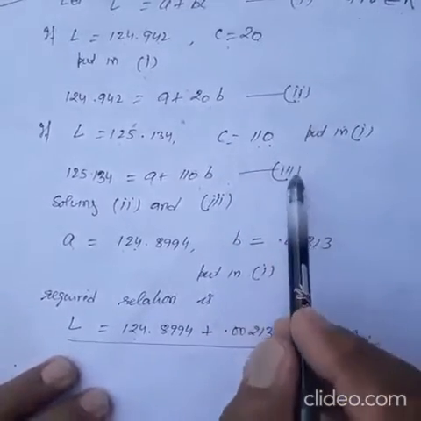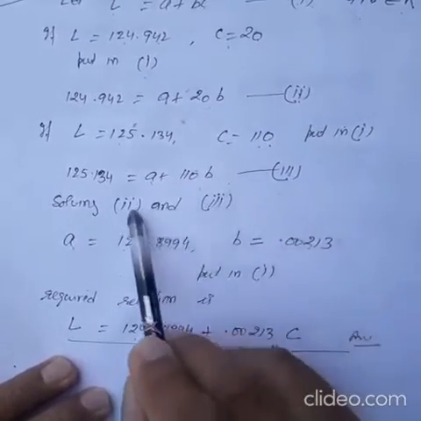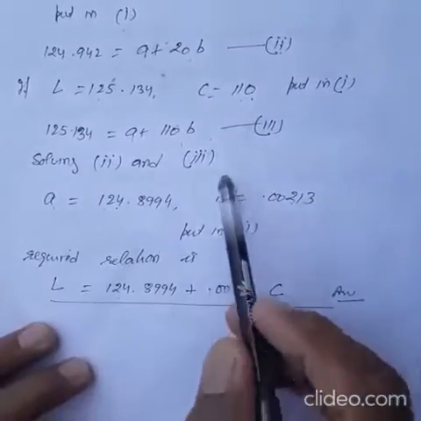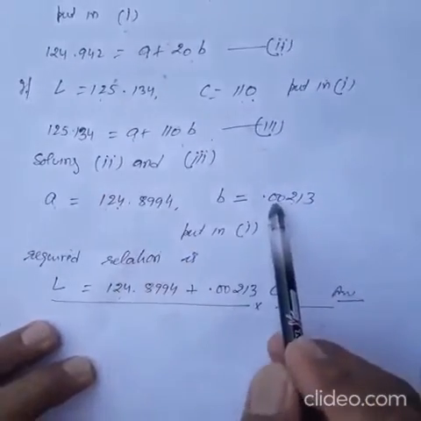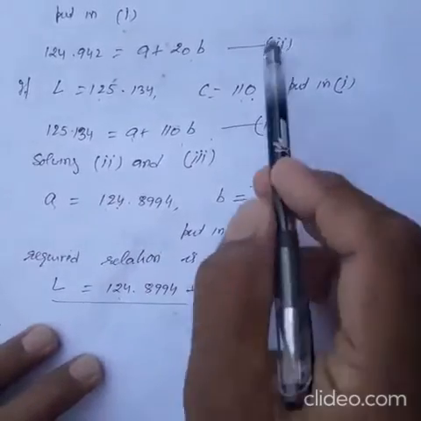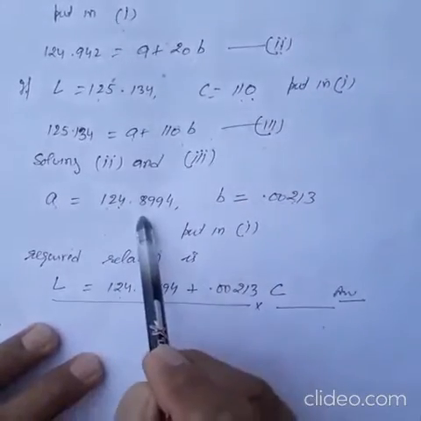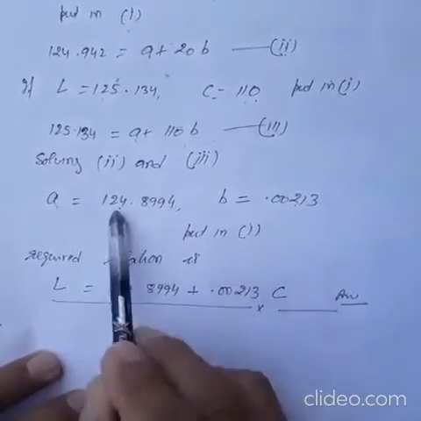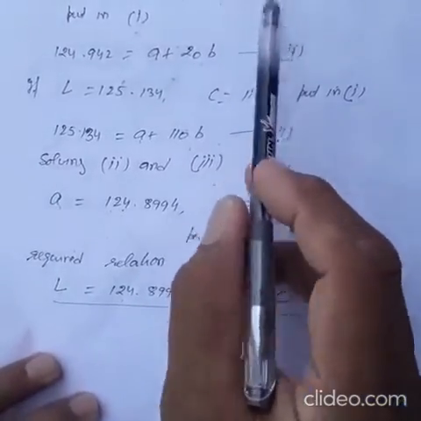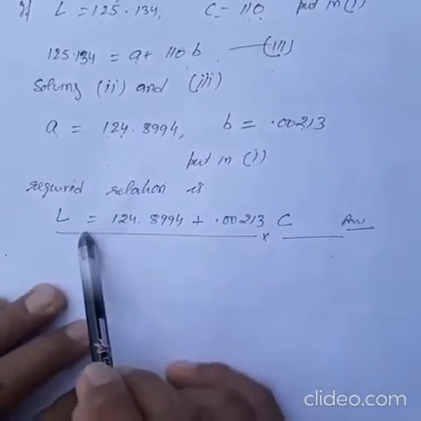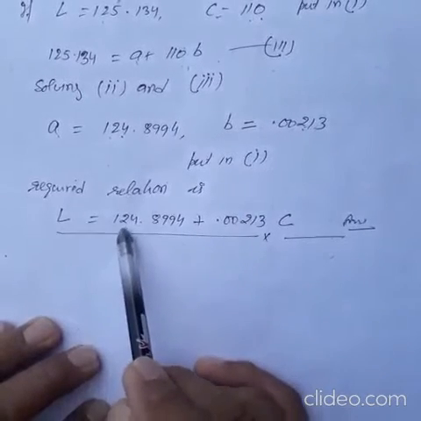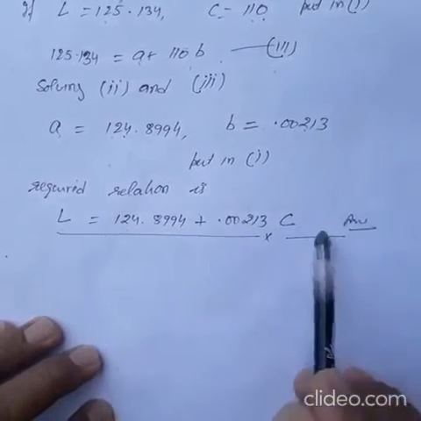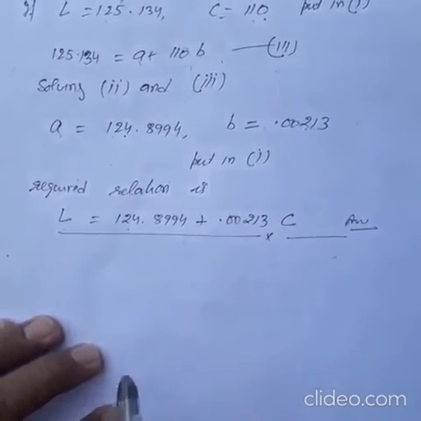Now solve the second and third equations to find the values of a and b. You can use the elimination method. The value of b, by directly subtracting, will be 0.00213. By putting b in either of these two equations, find the value of a. It is 124.8994. Put these values of a and b in the first equation to get the answer, and the required relation is L is equal to 124.8994 plus 0.00213 times C. This is the answer, and that's all for today. Thank you.